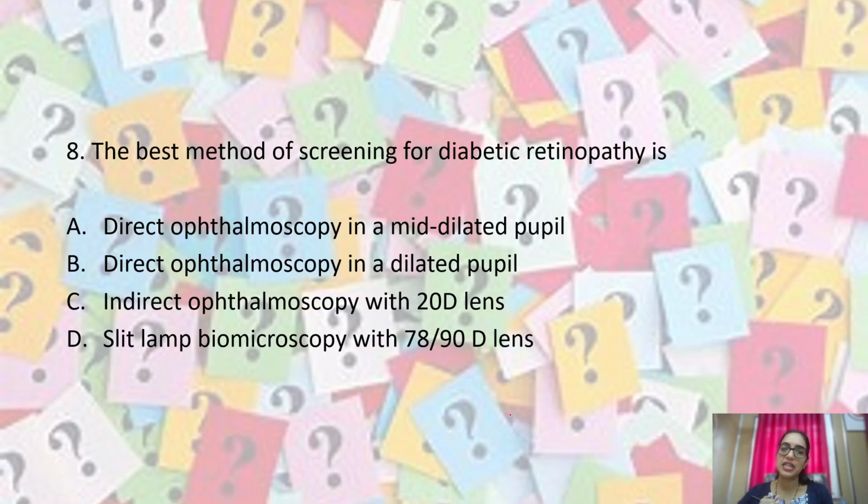What is the best method to screen for diabetic retinopathy? Is it direct ophthalmoscopy in a mid-dilated pupil, direct ophthalmoscopy in a dilated pupil, indirect ophthalmoscopy with 20 diopter lens, or slit lamp biomicroscopy? So the answer here is D. Slit lamp biomicroscopy with a 78 or 90D lens gives you stereoscopic vision, a good look at the macula, because that's where the disease actually begins in diabetic retinopathy. Also, to appreciate the very tiny new vessels, it is best done with a slit lamp biomicroscopy with 78D or a 90D lens in a dilated pupil.